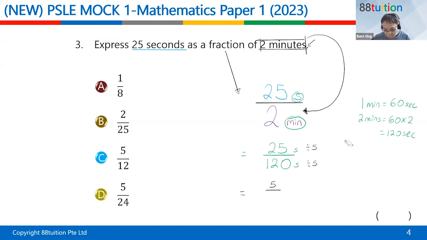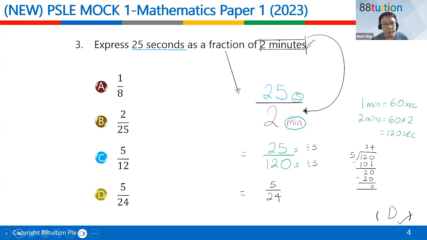So you must train yourself when you're doing exam papers. When they say cannot press calculator, don't press. Persevere. If you need to show the long division, show it. Nothing wrong. At least you're practicing. So don't cheat yourself, children. 5 over 24 is your answer. Thank you for your working, also very clear. Answer is D. Is that okay?